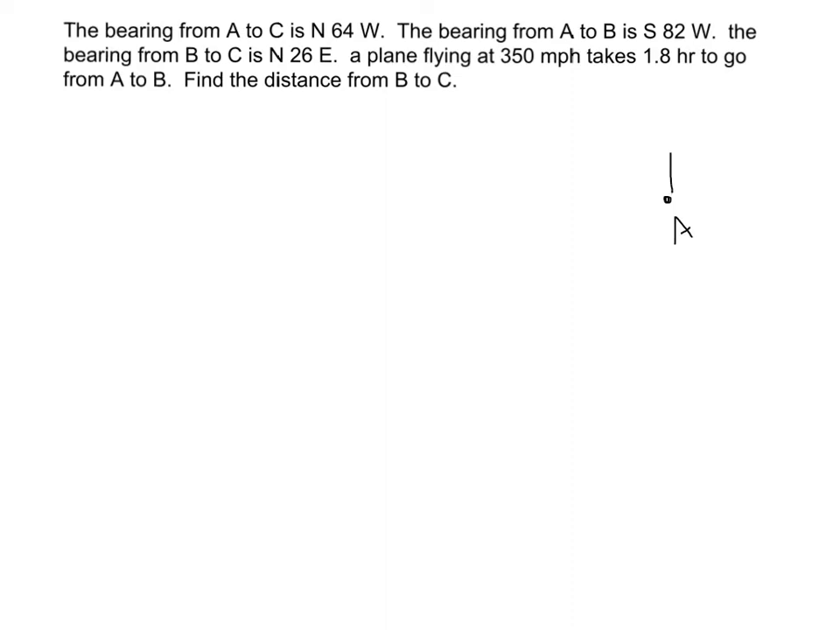And if I move north 64 degrees west, I can place point C. From A to B, I need to move south 82 degrees west. Well, here's south. 82 degrees towards the left will be over here.